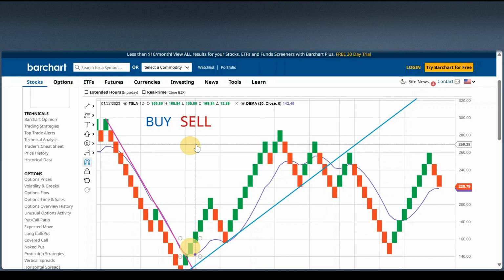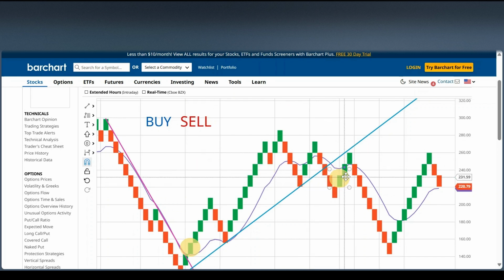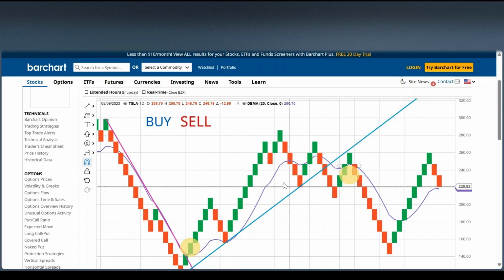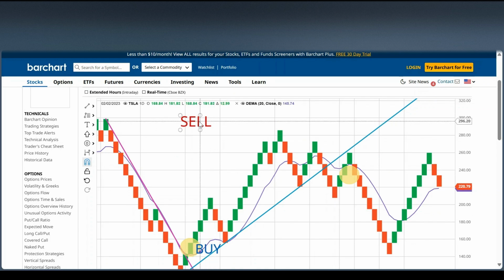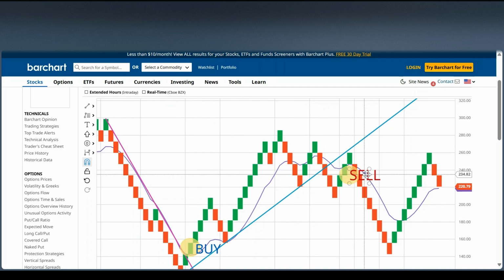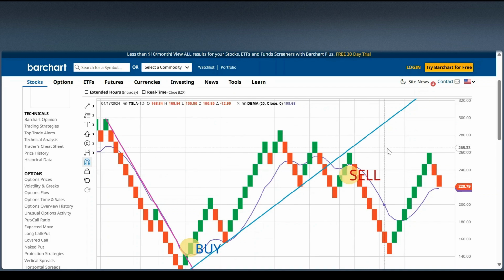To reduce false signals from the moving average, I use trend lines on the Renko chart. When Renko bricks close above the moving average and break a descending trend line, it strengthens the buying signal. Conversely, if the bricks close below the moving average and break an ascending trend line, it reinforces the sell or exit signal.